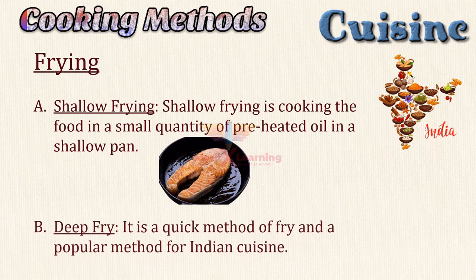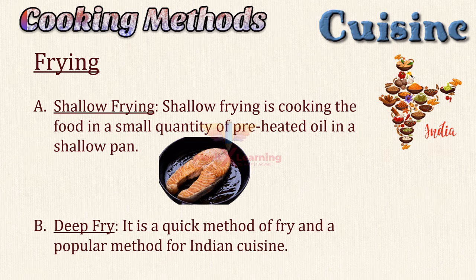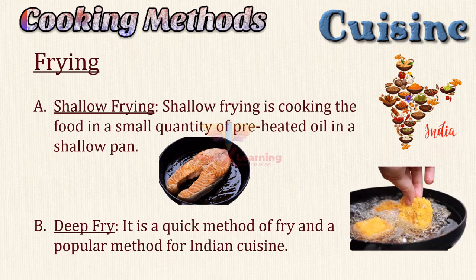Then the second method of frying is deep frying. It is a quick method of frying and a popular method for Indian cuisine. Whenever we make any pakodas or papad or any other thing in a lot of oil, where we use a lot of oil in a deep pan, that is called deep frying. So two types of frying, one is shallow frying and the other is deep frying.